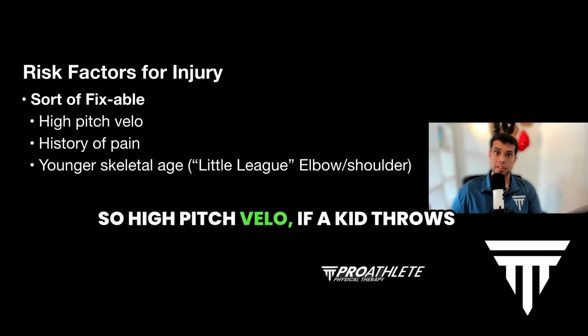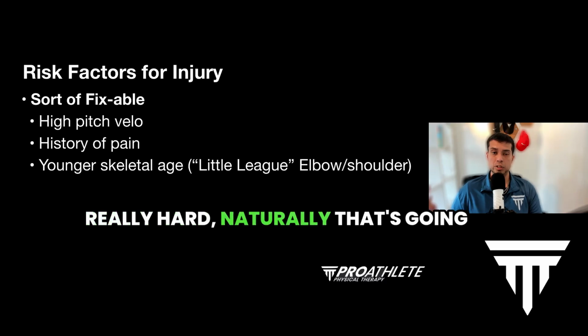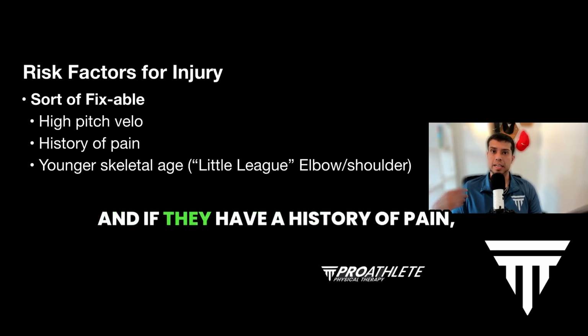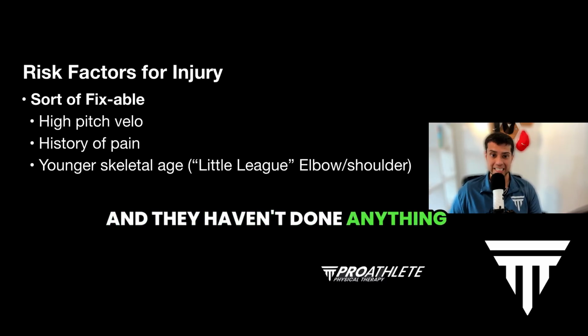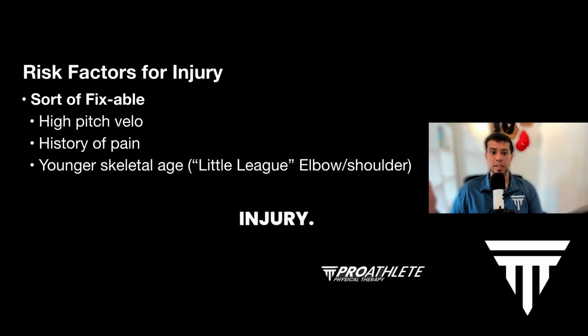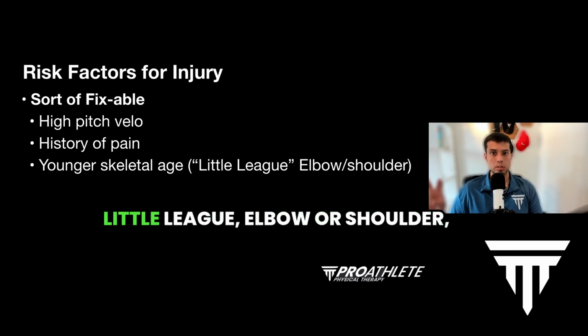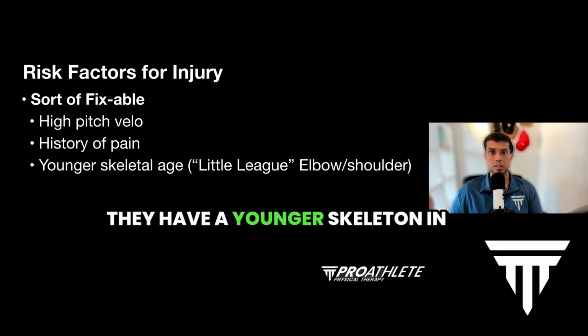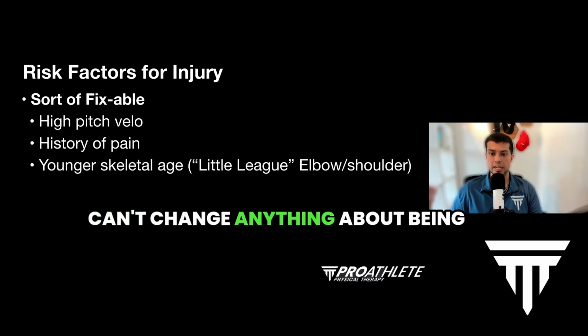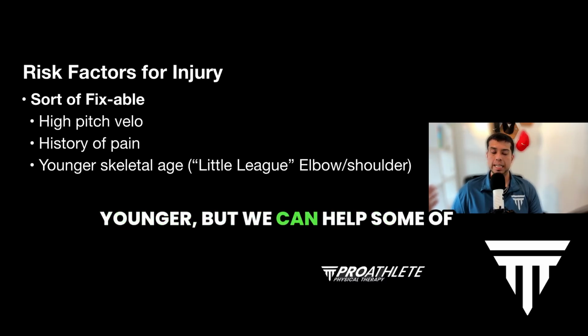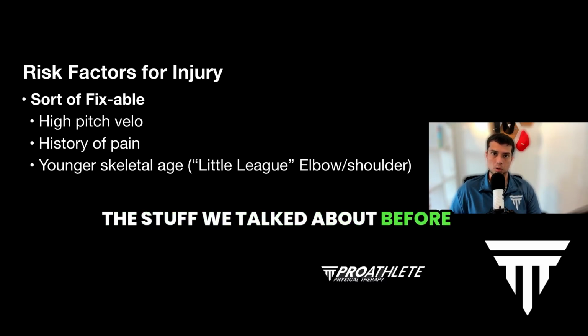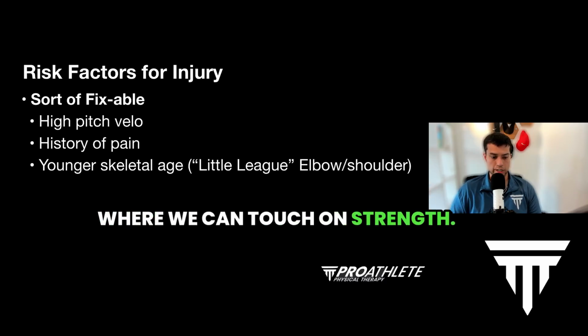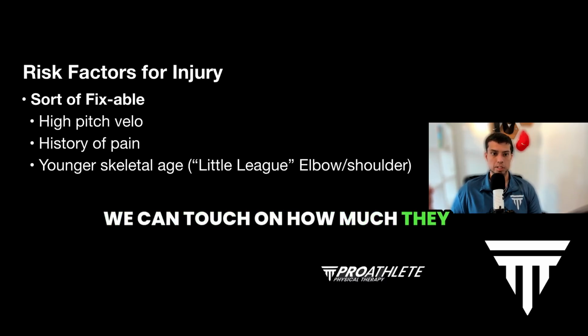So high pitch velo, if a kid throws really hard, naturally that's going to lead to more injuries. And if they have a history of pain and they haven't done anything about it, that is a risk factor for injury. If a kid's ever had quote unquote little league elbow or shoulder, they have a younger skeleton in general. Can't change anything about being younger, but we can help with some of the stuff we talked about before, where we can touch on strength, managing pitch counts. We can touch on how much they play throughout the year.